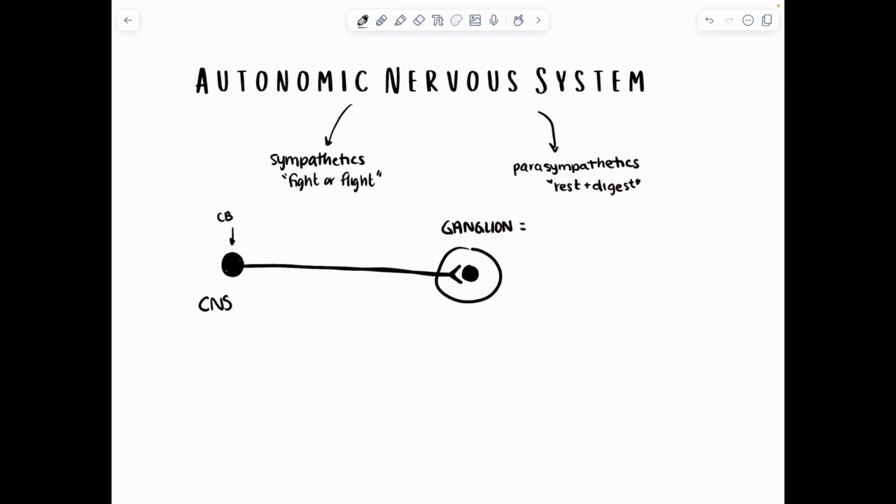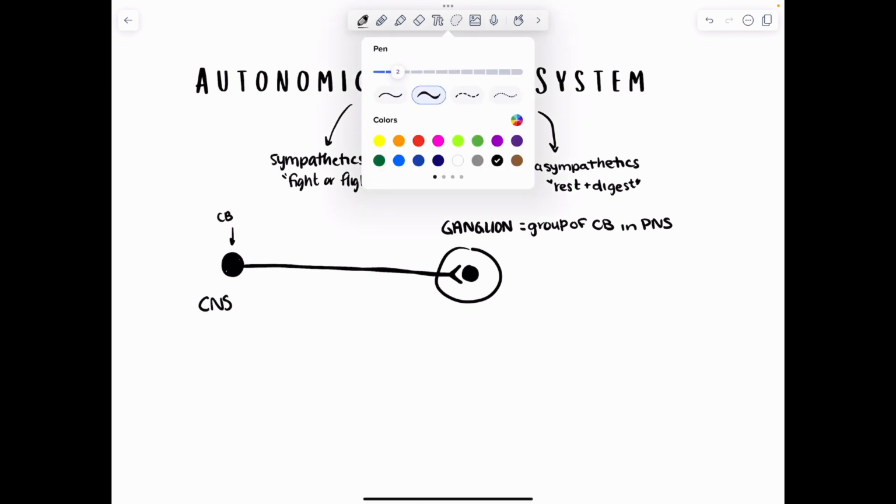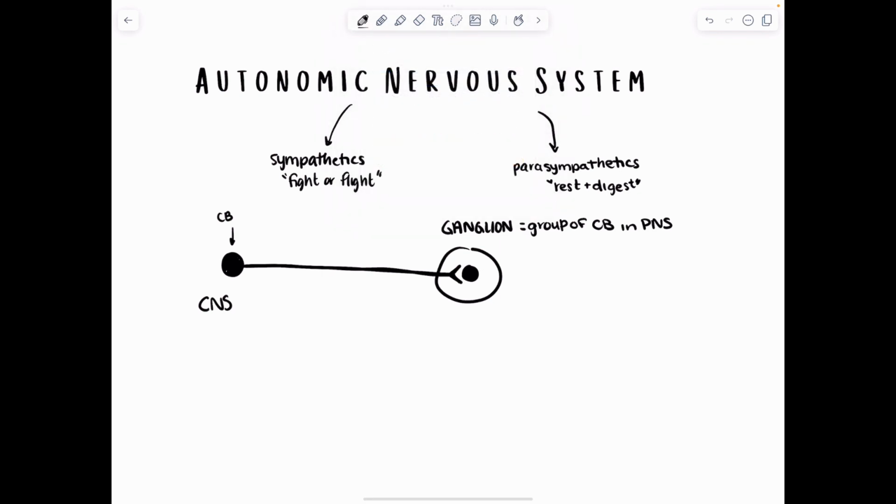A ganglion is a group of cell bodies in the peripheral nervous system, so outside of the spinal cord and outside of the brain. The dorsal root ganglion we heard of was a group of cell bodies outside of the spinal cord or the brain. So we have a whole neuron in the central nervous system that then synapses with a group outside, in the peripheral nervous system, in a ganglion. Then it sends that fiber to whatever its target is. So it has two parts. That's it. It's just two parts.